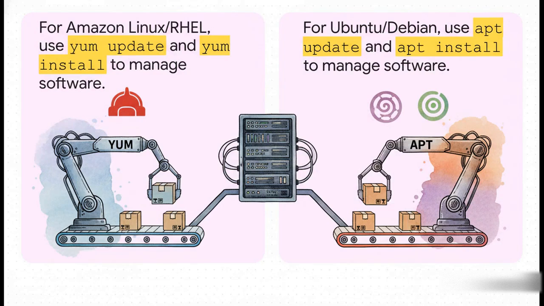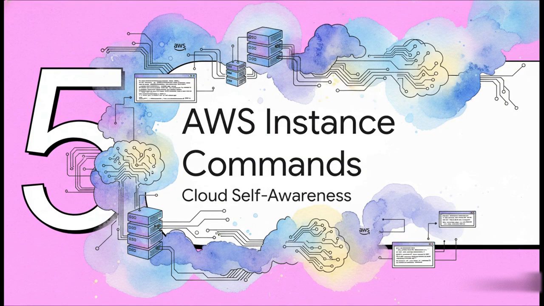Now for a really important tip, a real gotcha for newcomers. How you install software depends on the type of Linux you chose. If you're on Amazon Linux, Red Hat, or CentOS, you're going to use yum. If you picked Ubuntu or Debian, you're going to use apt. They do the exact same thing, but you've got to use the right one for your system or it just won't work.